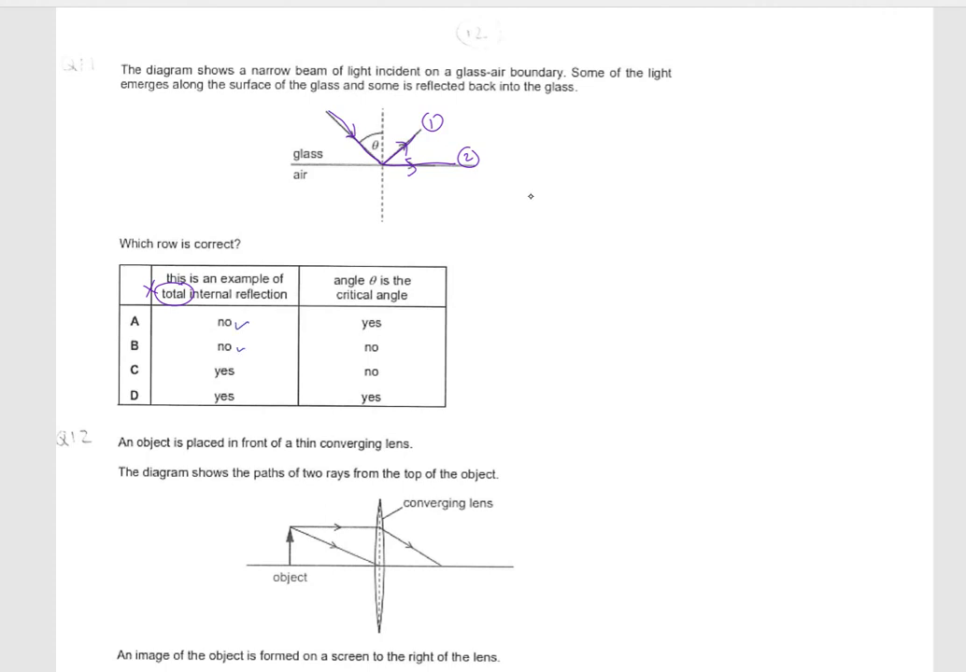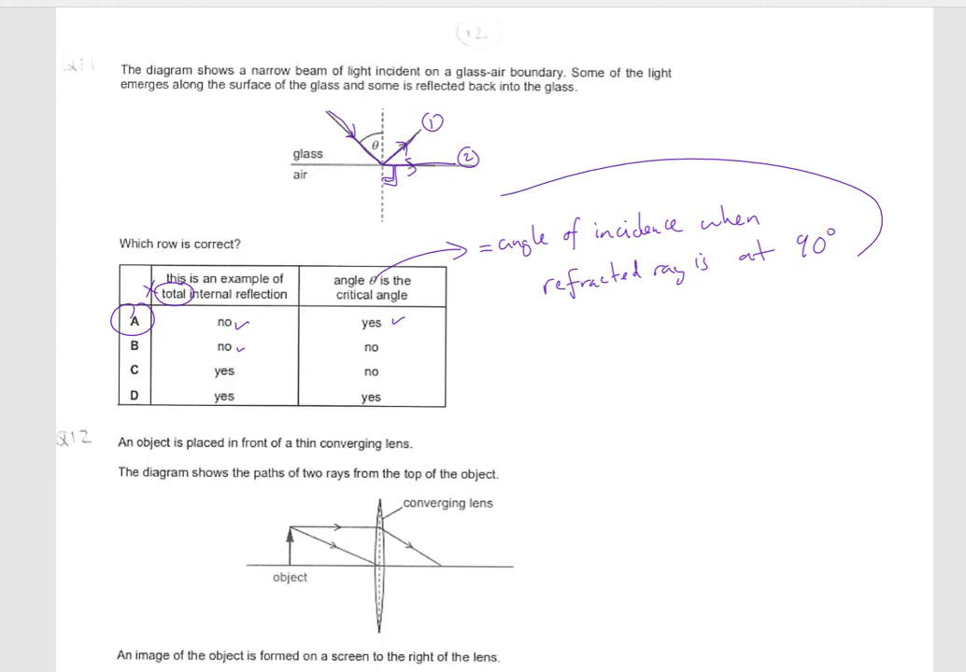Now let's take a look. Theta is the critical angle, and that is correct. So critical angle equal to angle of incidence when refracted ray is at 90 degrees. So this is 90 degrees here. So therefore, theta is the angle of incidence when the refracted one is 90 degrees. So therefore, the answer is A.